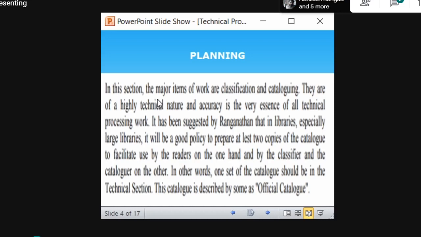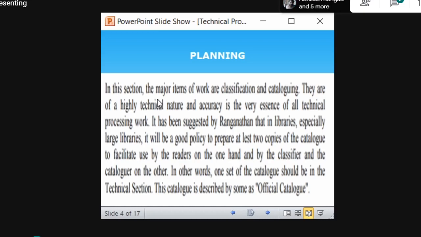When the book is coming to the technical section, what is the meaning? The acquiring process has finished. What is the meaning of the acquiring process? They have selected, they have purchased, they have accessioned. So all the work has been finished. Now they are transferring the books from the acquisition section to the technical section. Remember like that, okay? The acquisition process is finished, accession is finished, and now they are going to carry out the technical section work.